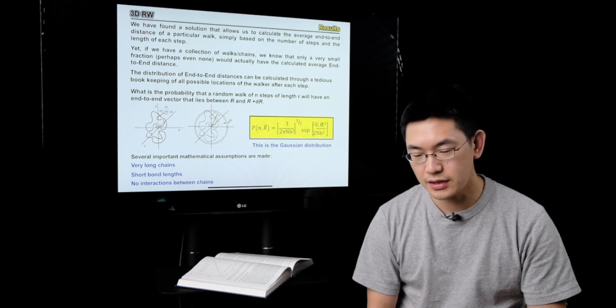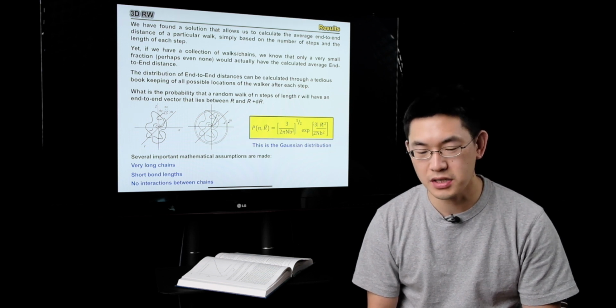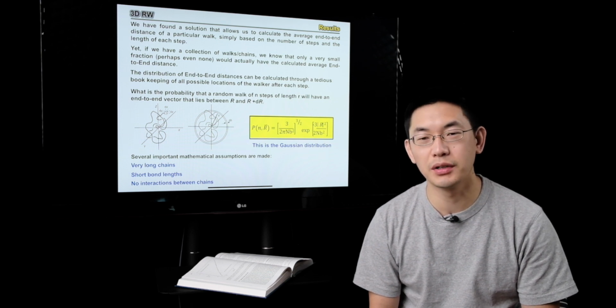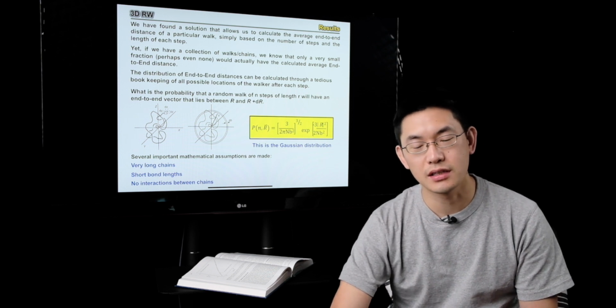So first is, what would be the distribution of the chain ends? First, let's talk about the probability where you find a chain end at a certain distance.